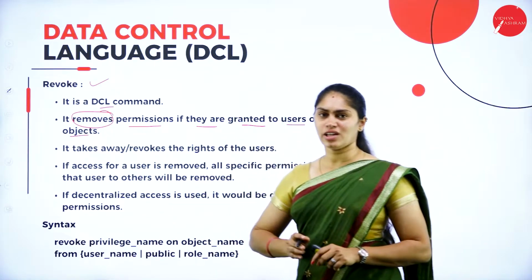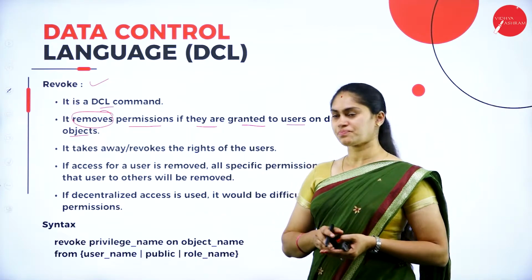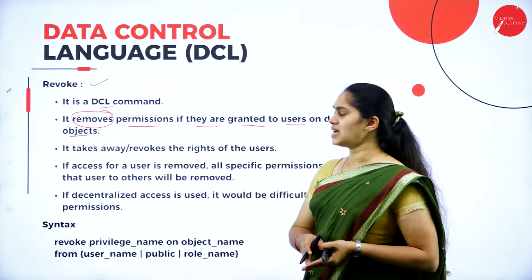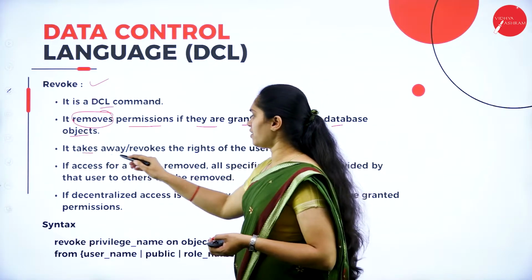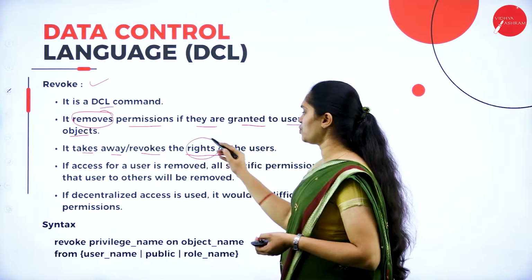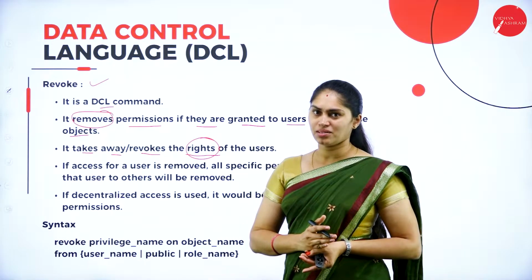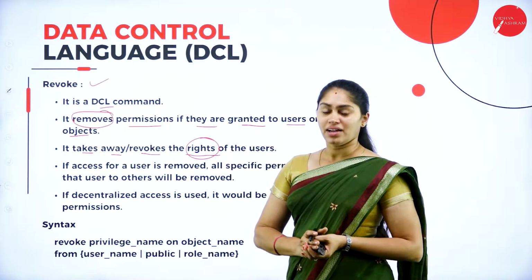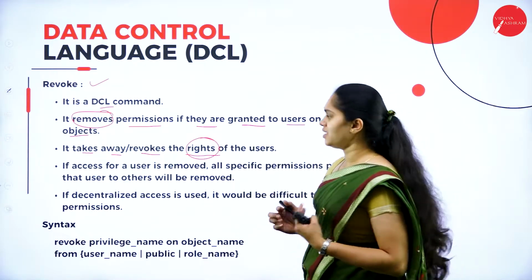If it is granted to the user and you want to take that permission away or remove it, then we are going to use this DCL command, that is, the revoke command, and it takes away or revokes the rights of the user. Whatever rights they had earlier by making use of the grant command, with the help of this revoke command we can revoke it or take it away.